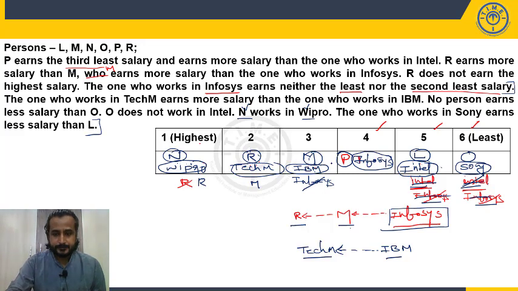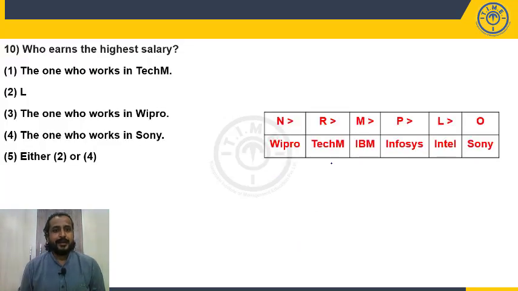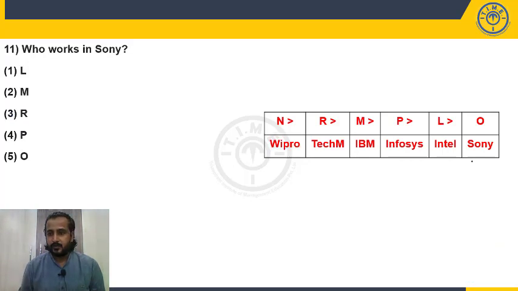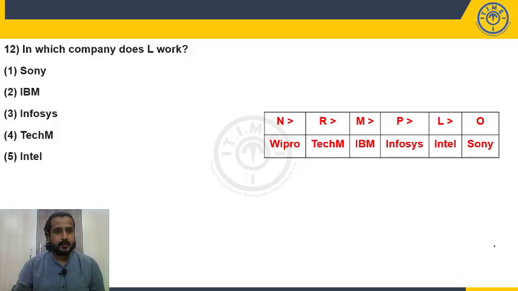Fine. Now, who earns the highest salary? Where is it? N, the highest salary, or the one who works in Wipro. So my answer is the third option. Choice 3. Fine. Now move to the next set. Who works in Sony? O. So choice 5 is my answer. In which company does L work? L works in Intel. So choice 5 is my answer.